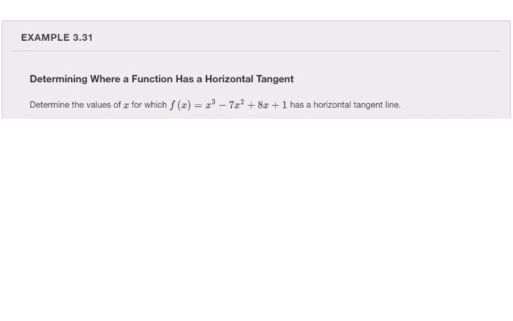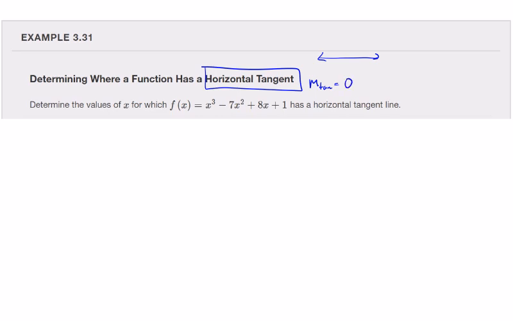All right, here's a problem. We had one like this on the assignment from the last class, determining where the function has a horizontal tangent, right? So when you see horizontal tangent, remember that means the tangent line is a horizontal line, of course, right? And that means that the slope of the tangent line is 0, right?